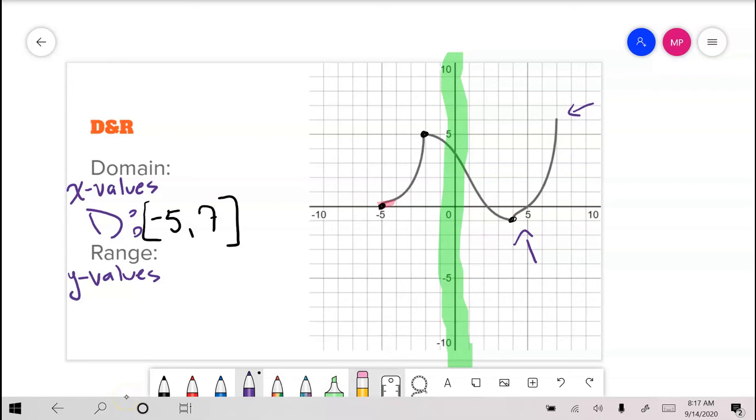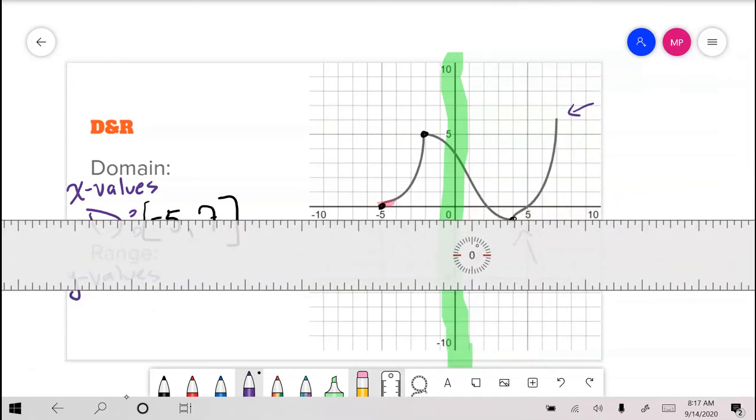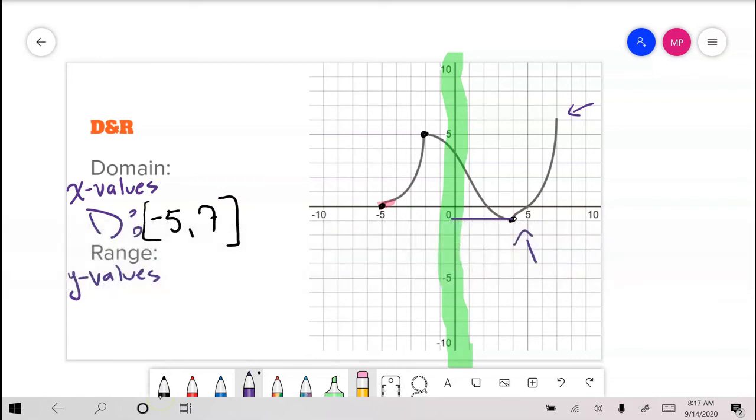Now since it's not touching the graph, what we're going to do is draw a line to the y-axis to see what the y value might be. And if we take it away, it looks like if we started at 0 and we went down 1, the lowest y value is going to be -1. And for this one, we're going to do interval notation as well.